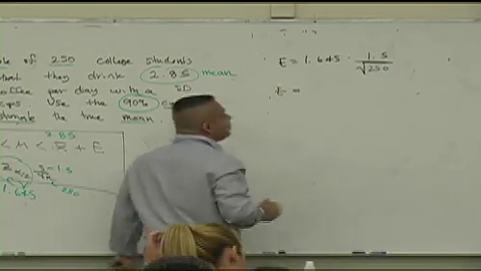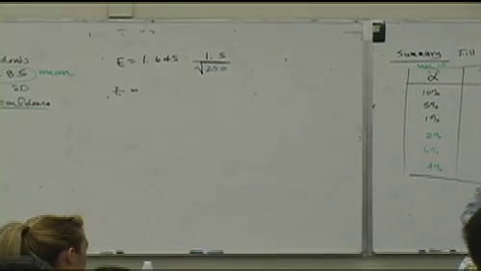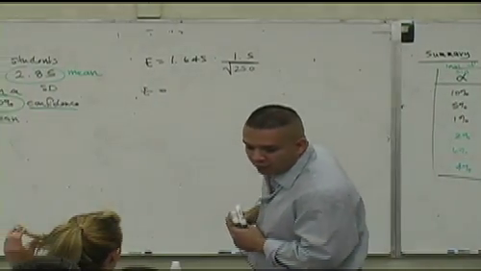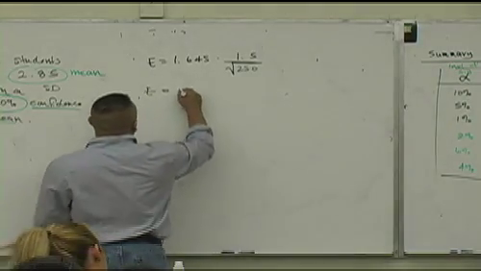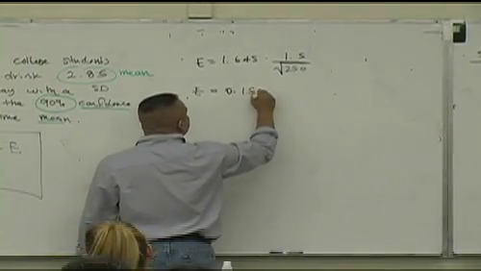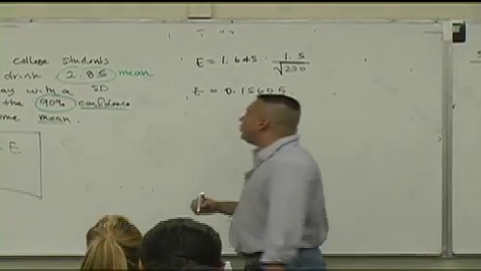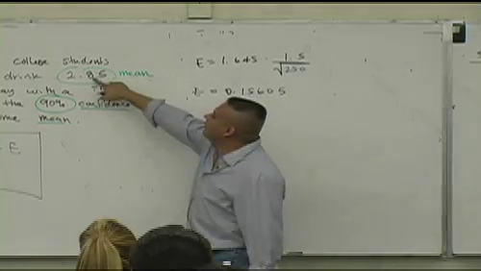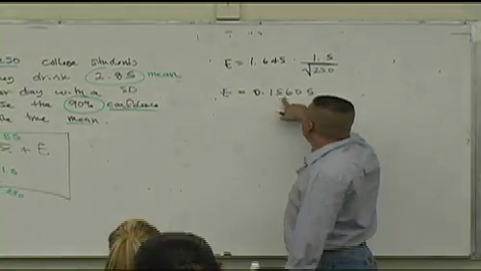Enter all this information in your calculator, and you're done. What is it? It's 0.15605. You're getting that approximate value. But what was the mean? 2.85. So you're going to approximate the error to the nearest what?